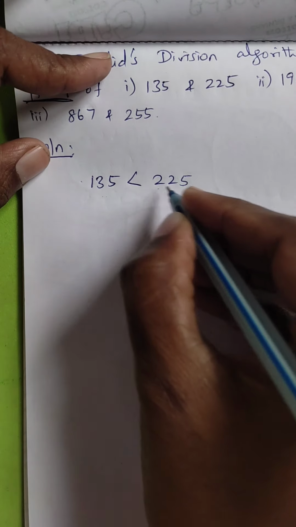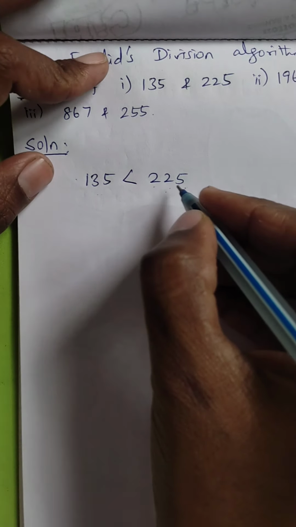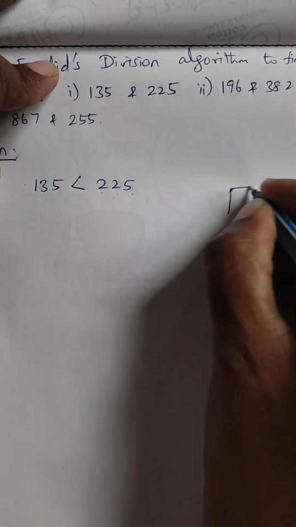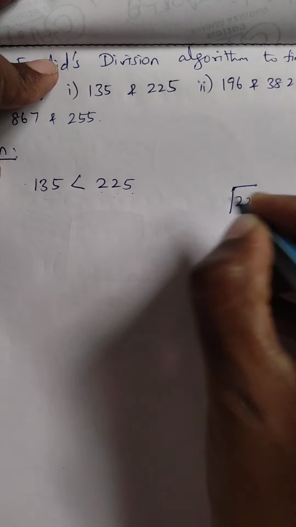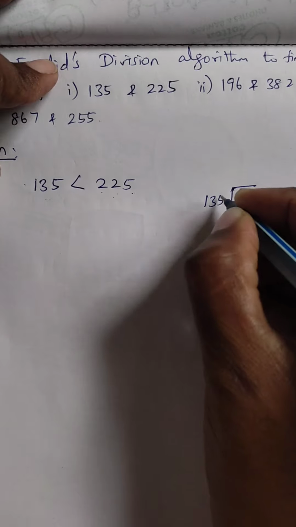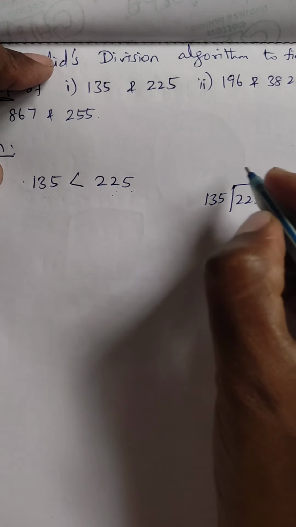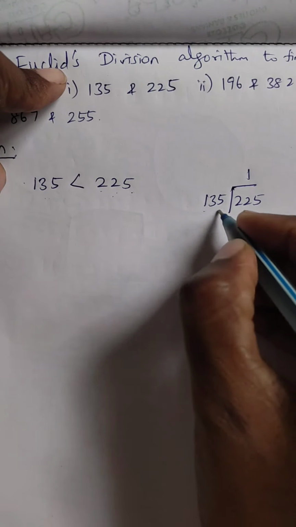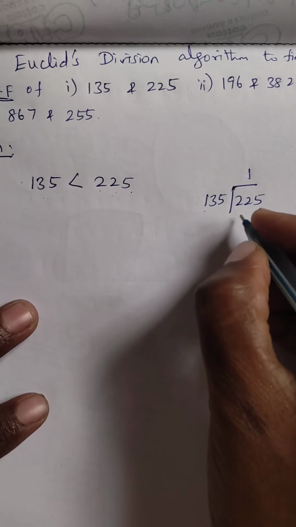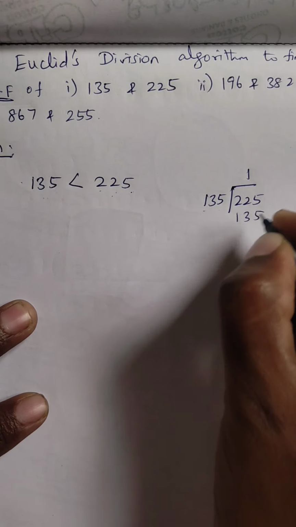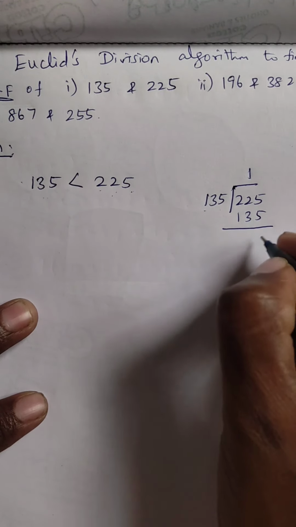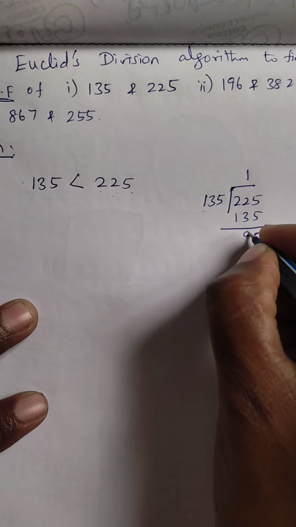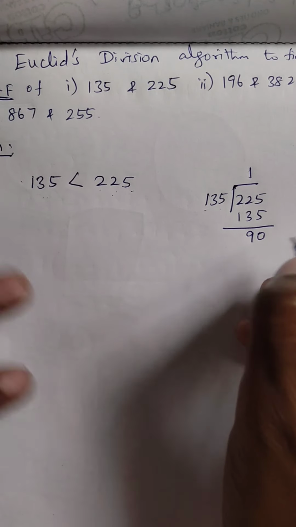So 225 is considered as the dividend and 135 as the divisor. 1 into 135 is 135. Subtracting, we get 90 as the remainder.